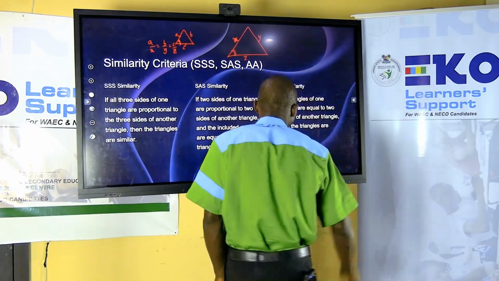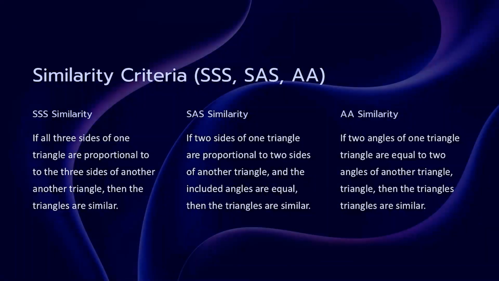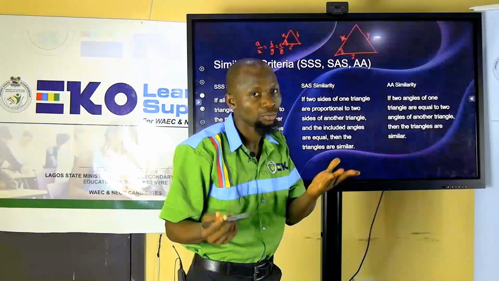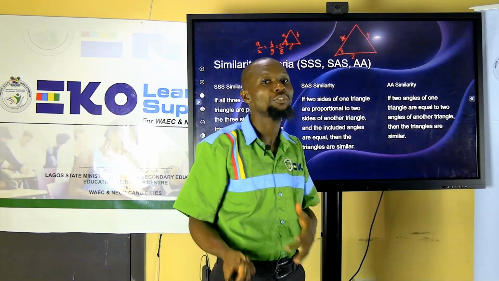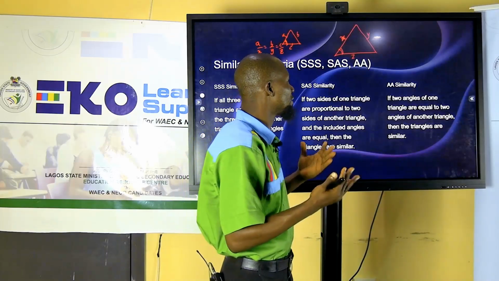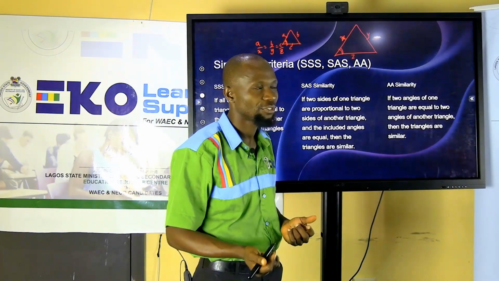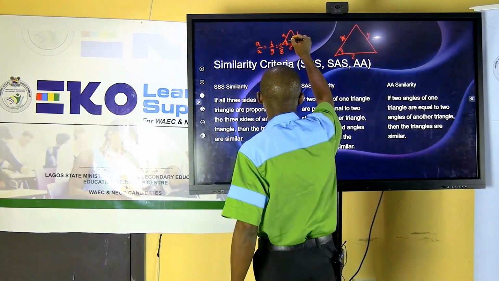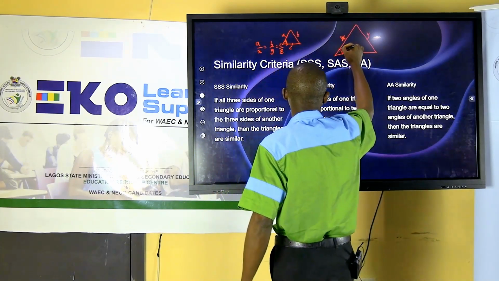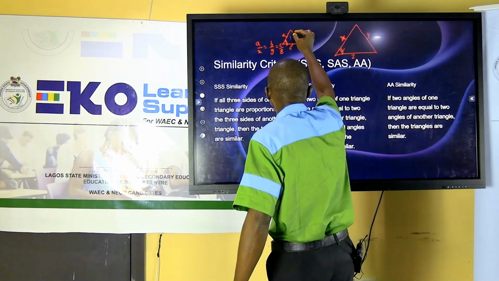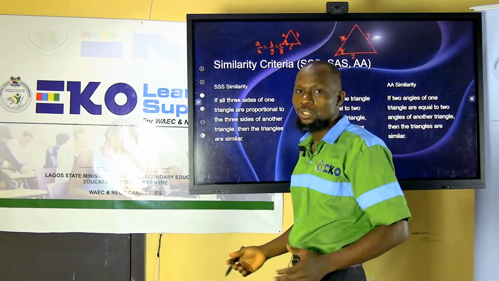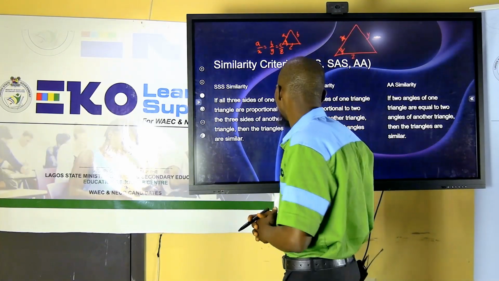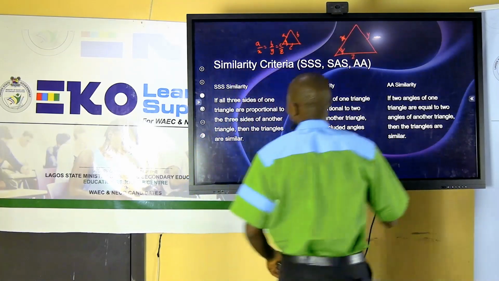And we have AA similarity, if two angles of one triangle are equal to two angles of another triangle. Once two angles are equal, what does that mean? It means the third one too must be equal. So what that is telling us is, if just two angles are equal, the angle here and the angle here are equal, and we also have another angle here and these are equal, then it means they are similar. So that is it.